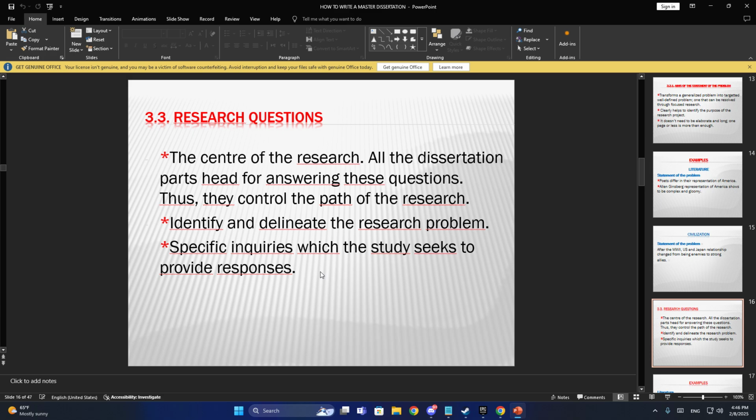The research questions are important, of course. They are the center of the research, or the dissertation, aimed at answering these questions. Chapters 1, 2 and 3 all work together to answer these questions of the research topic. Thus they control the path of the research, right? The questions are going to show me the path that I am going to follow. They identify and delineate the research problem. They are specific inquiries to which the study seeks to provide responses, answers.